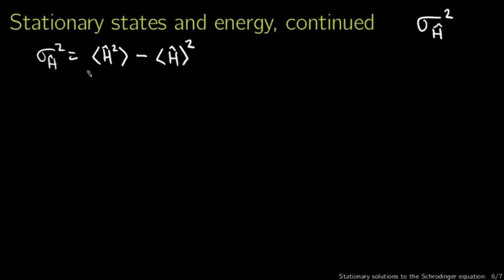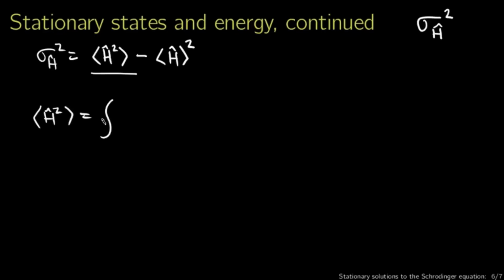Now, if I write out this expression, I just calculated that the expectation of H was equal to E. So this term is just going to give us E squared. That's easy enough. Let's work with the other term then, the expectation of the Hamiltonian squared.